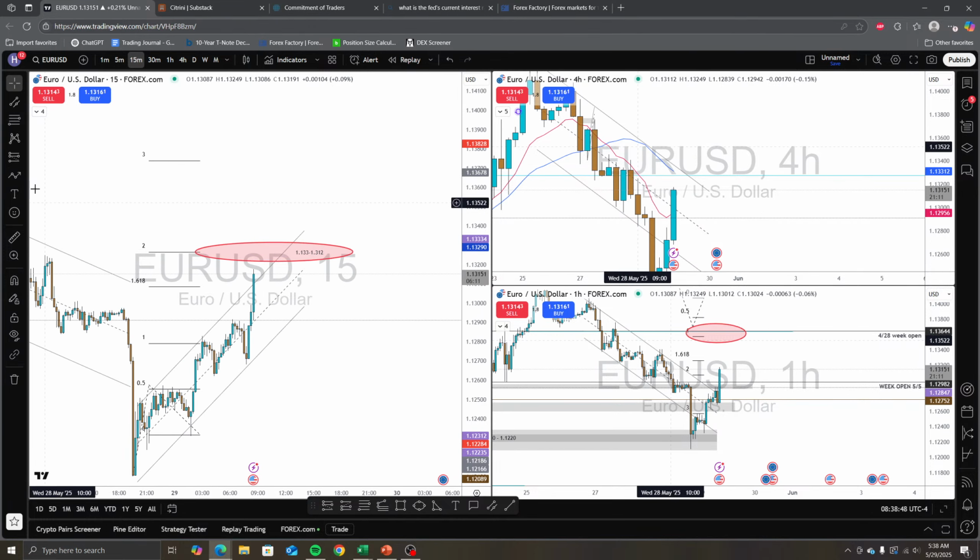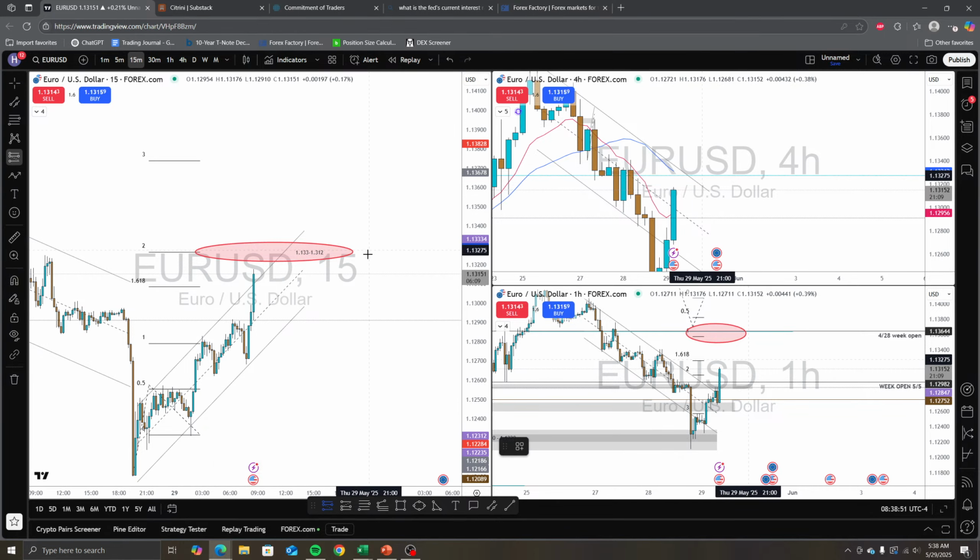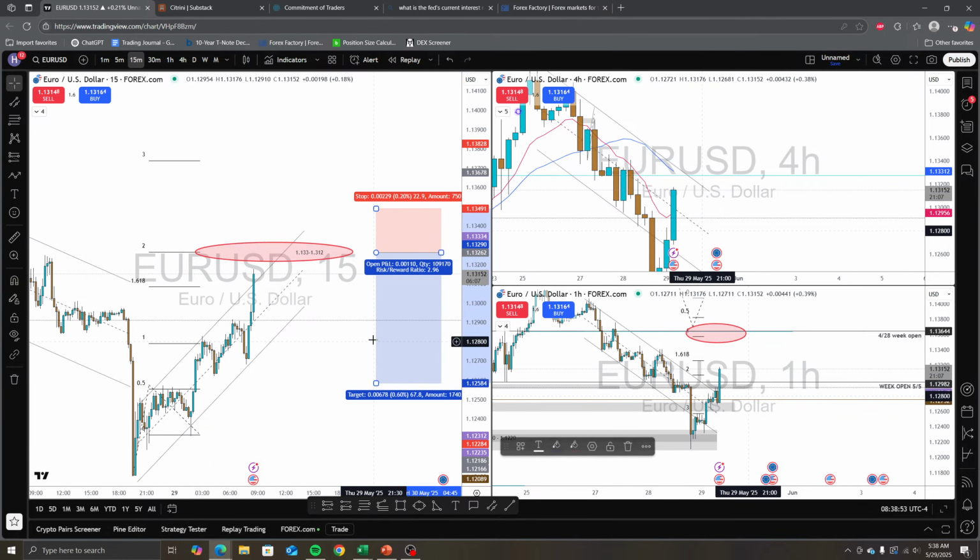And usually, just to remind myself that I'm going short, I'll put something like this.